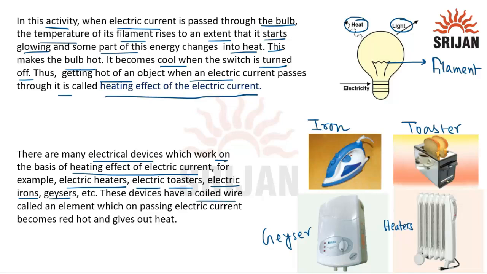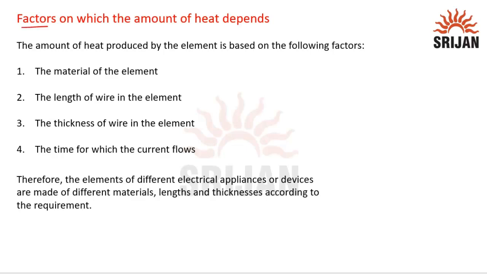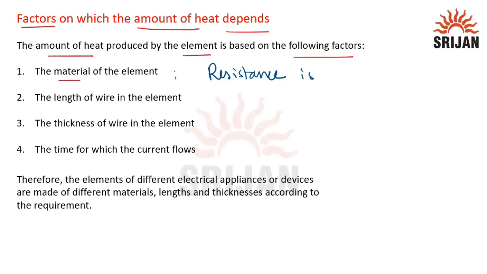These devices have a coiled wire called an element which on passing electric current becomes red hot and gives out heat. So we can see that this is the element in case of the electric heater. Now let's come to the factors on which amount of heat depends. The amount of heat produced by the element is based on the following factors. The material of the element. So here we know that resistance of the material is a factor that resists the flow of current. So resistance is higher means the heat will be more.